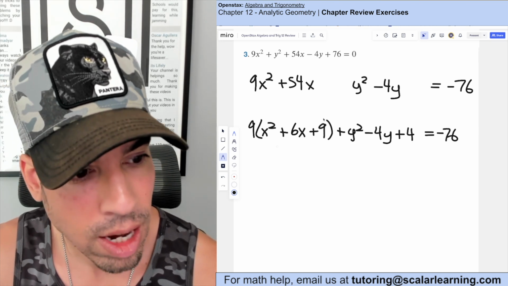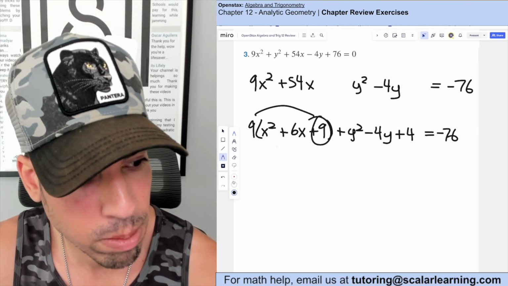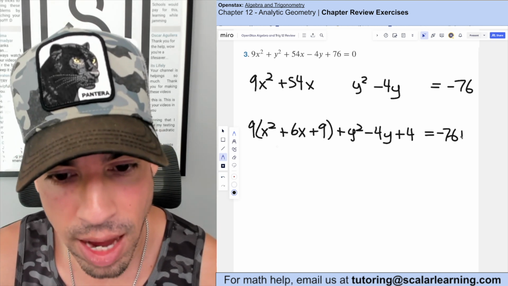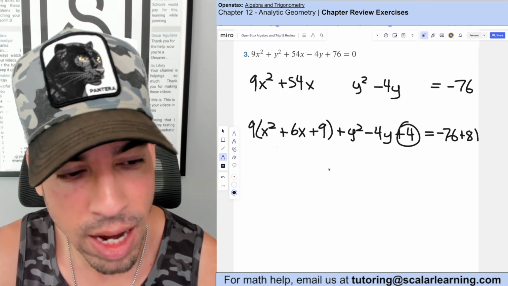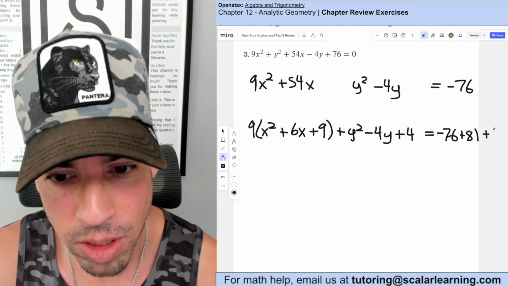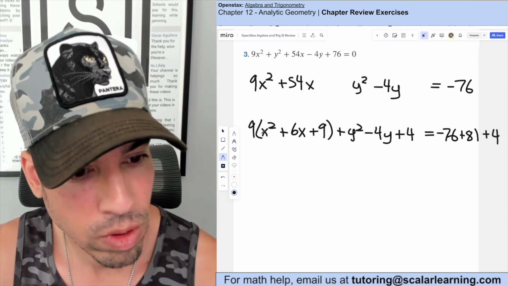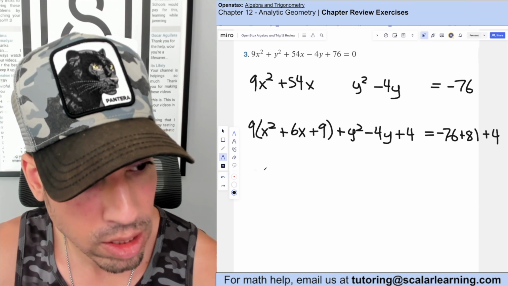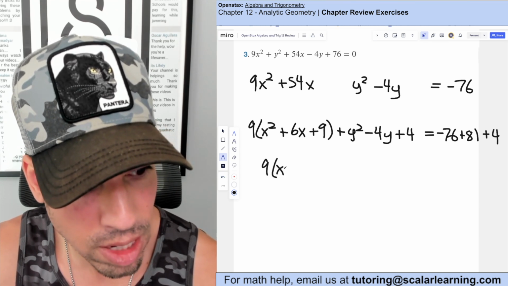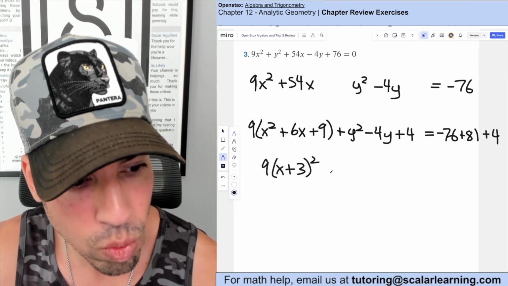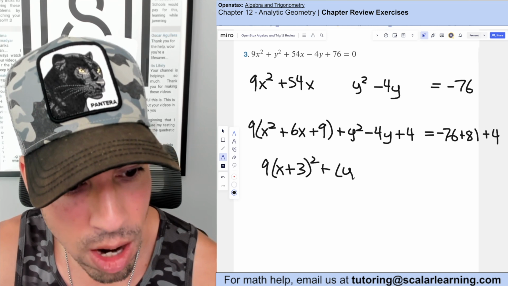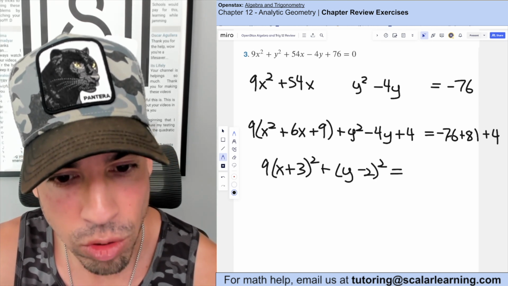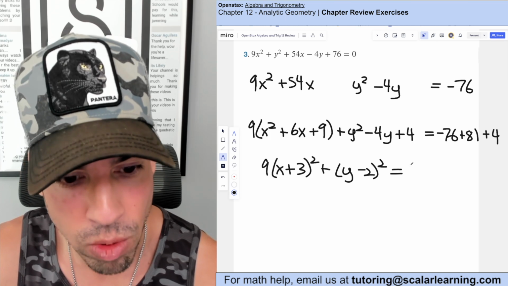But notice, I've now added a 9 here, which is being multiplied by that 9. That's an 81. And to keep this balanced, I need to add 81 here as well. And since I added a 4 here, I need to do the same here as well. Now we've got two perfect squares here and here. So let's factor those. So now we got 9 times x plus 3 squared plus y minus 2 squared, this is just factoring, is equal to negative 76 plus 81 is 5, plus 4 is 9.